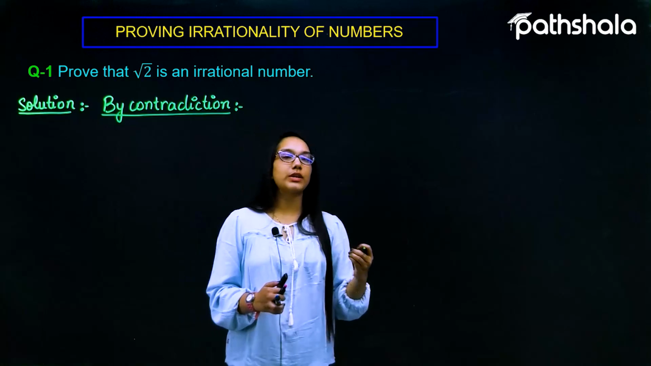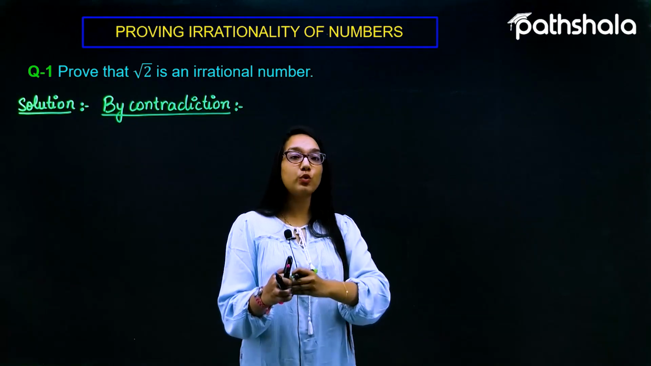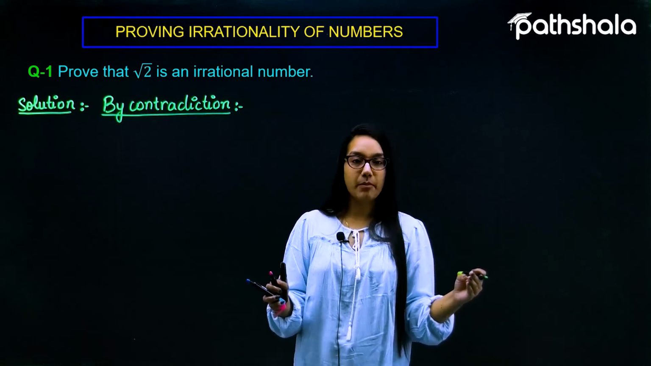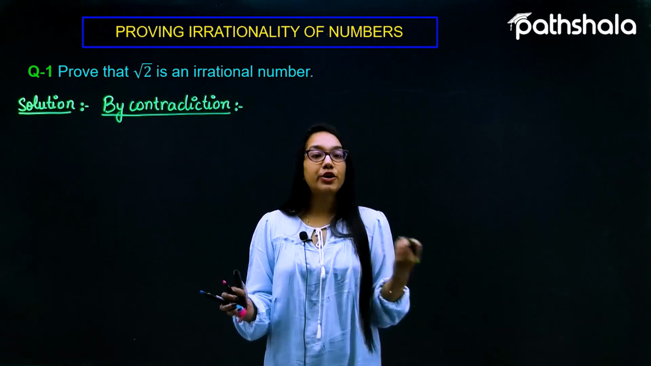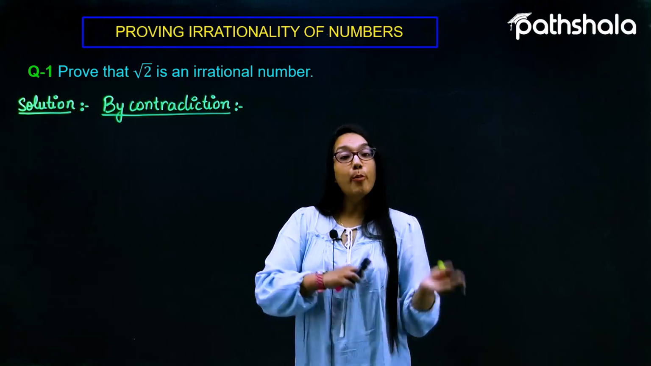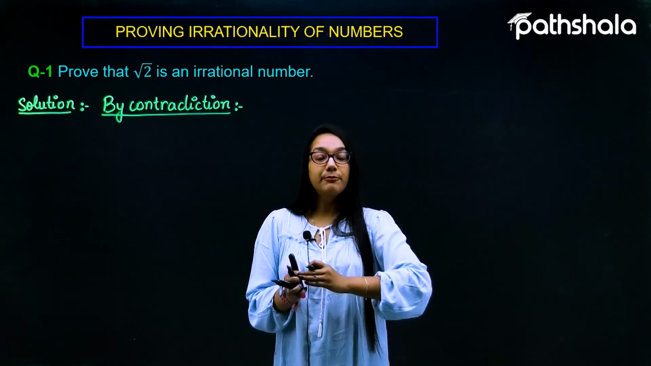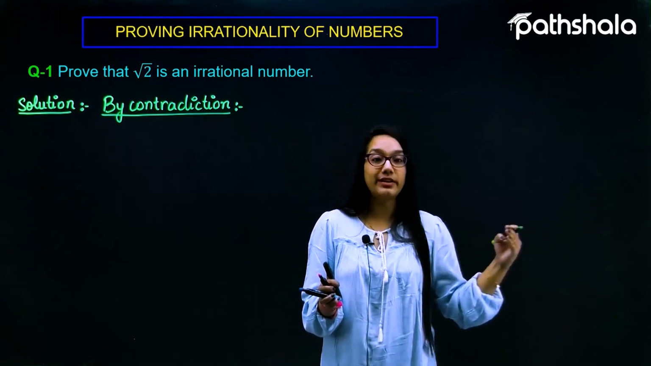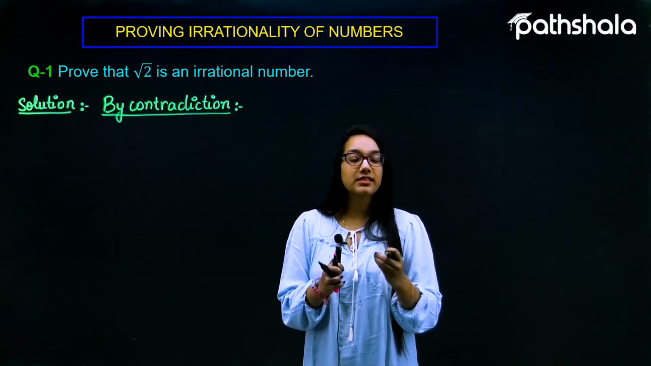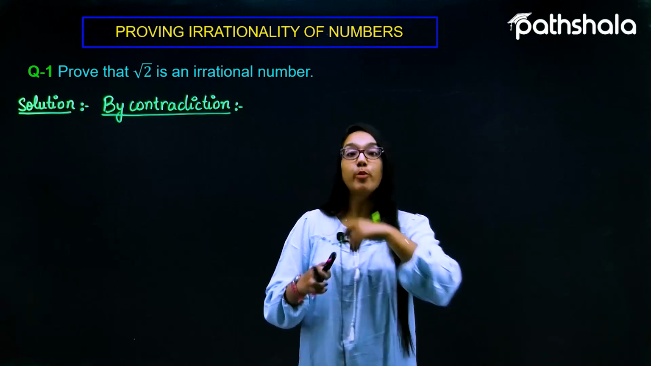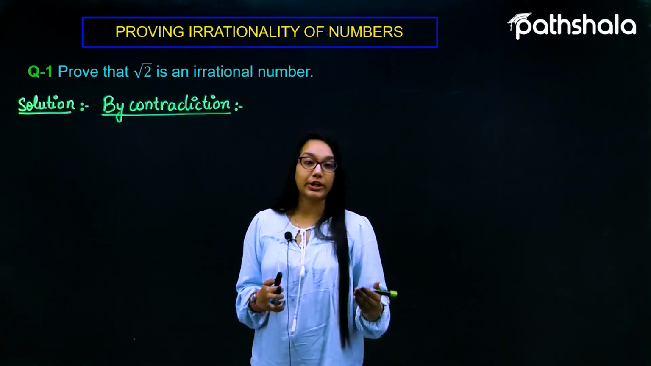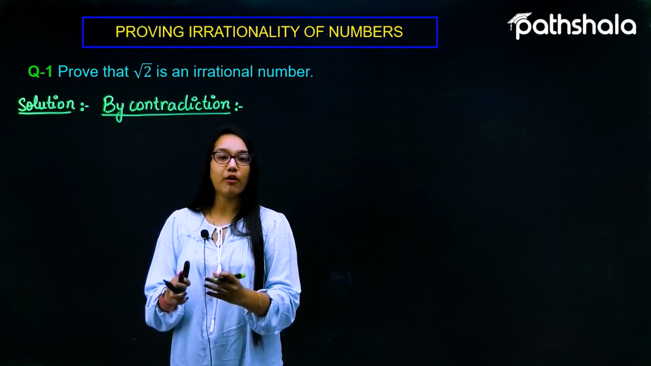It is given to us to prove that square root 2 is an irrational number. But we will take the contradiction of this statement, meaning the opposite of it: we will suppose that square root 2 is not an irrational number. Such a process in which we always take the opposite of the given statement is called contradiction. So this is the method of contradiction.